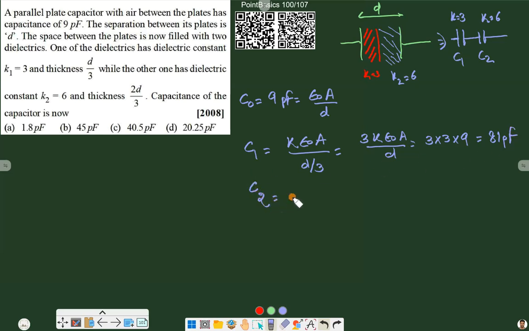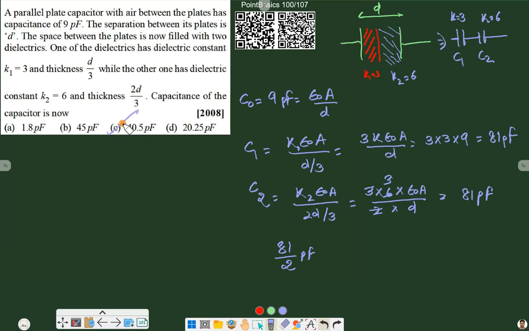For C2 we will again have K2. So this was K1, this is K2, epsilon naught A, and here thickness is 2d by 3. So 3 will go on the top. K2 is 6 into epsilon naught A by d, and here it is 2. So 3 into 3 is 9, and again this is 9. So this will be 81 picofarad. Now both of these capacitors, C1 is 81, C2 is 81, and both are in series. So their combination will be 81 by 2 picofarad. So option C will be the final answer.